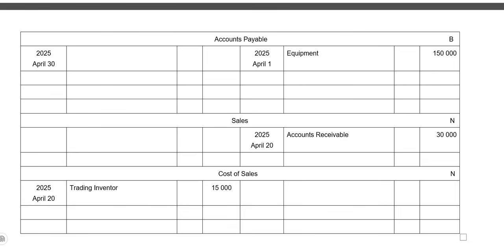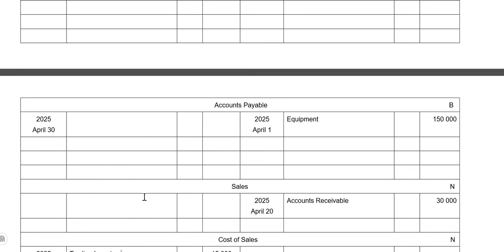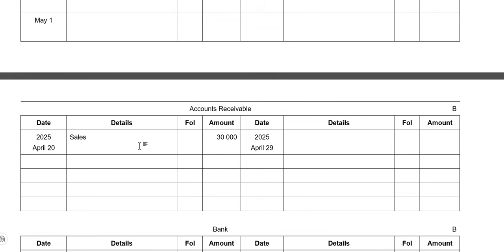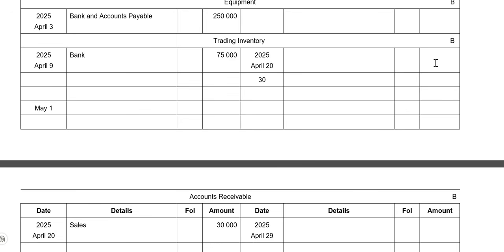So there's trading inventory under details. I debited cost of sales, increase in expense. I must go and record in the trading inventory account that I have less stock because I got rid of 15,000 Rand worth of stock, and I expensed that 15,000 Rand and I called it cost of sales. So now that's part B of a sale.